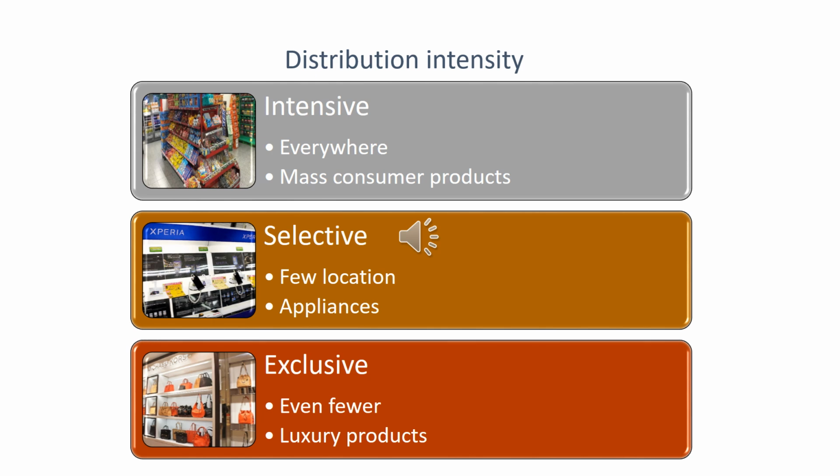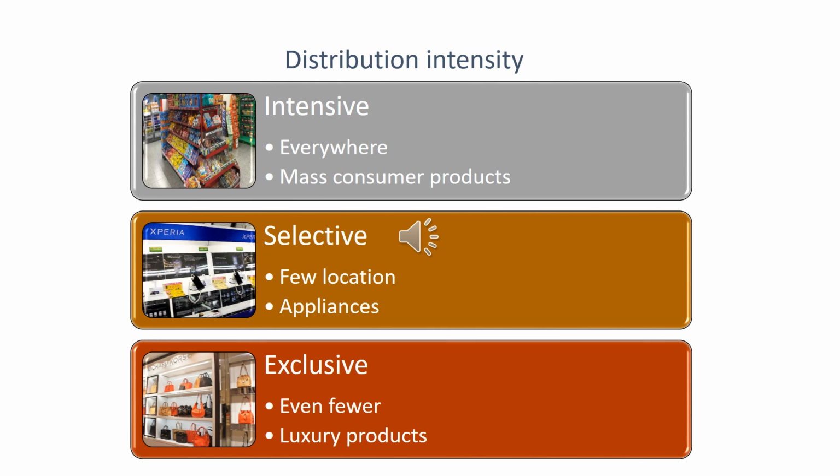Okay, so now let's look at distribution intensity. Distribution intensity refers to how widely a product is available. So the first distribution intensity strategy is for the company to use intensive distribution. This is the case when the product is made available in as many outlets or stores as possible. Think of products like soft drinks, snacks, or groceries, which are everywhere.